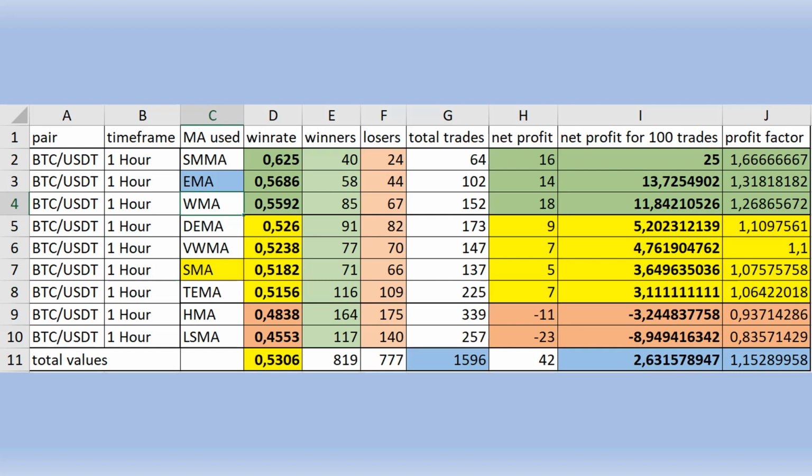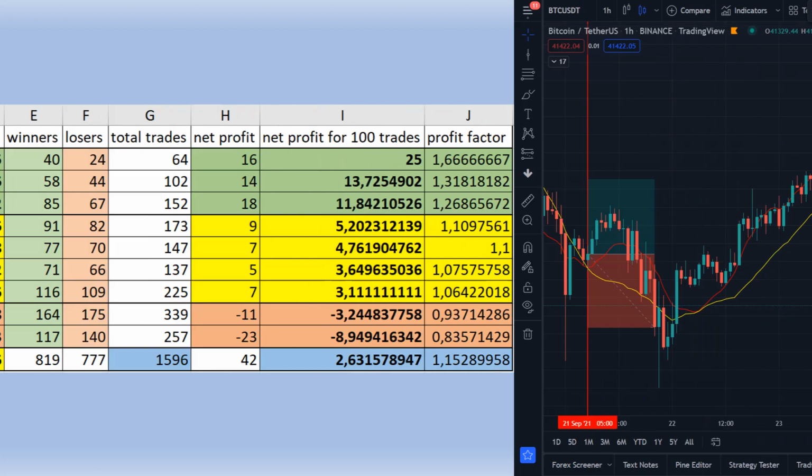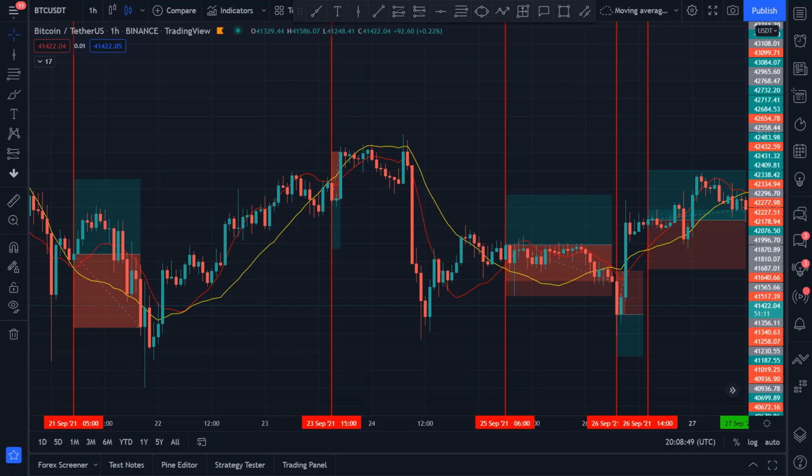In my opinion, the SMMA performed so well because, as it's a smooth moving average, it can avoid short-term swings in the markets. Usually these short-term swings cause most of the fake entry signals, giving us losing trades.